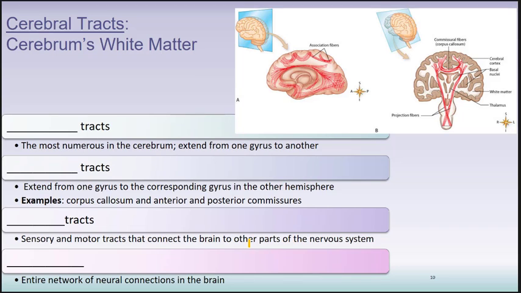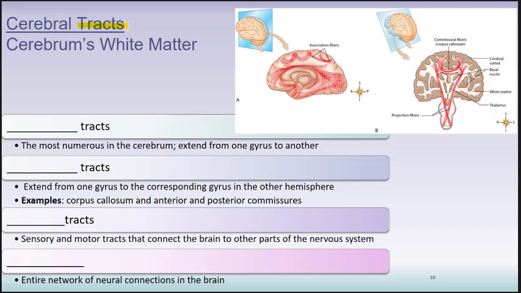Now, beneath the cerebral cortex lies the large interior of the cerebrum, and it's composed mainly of white matter that is made up of tracts. And we think of tracts as being pathways of myelinated fibers. And there are three types of tracts that really make up this internal white matter of the cerebrum.